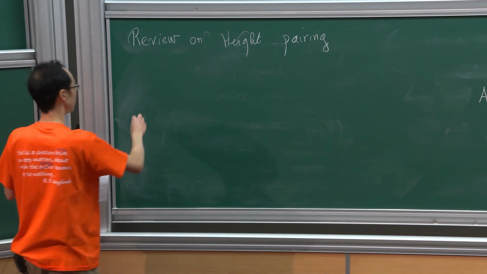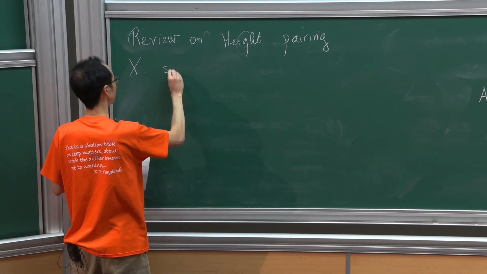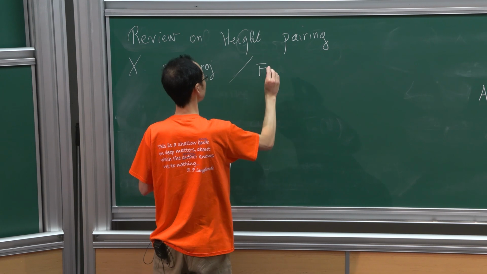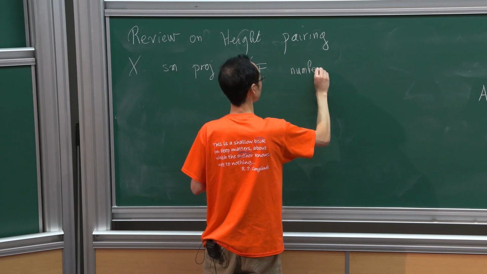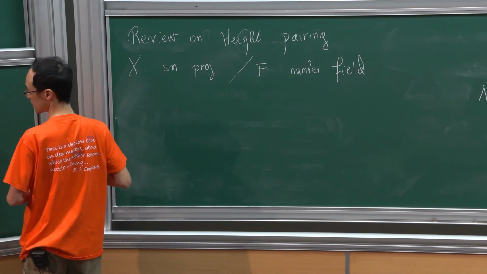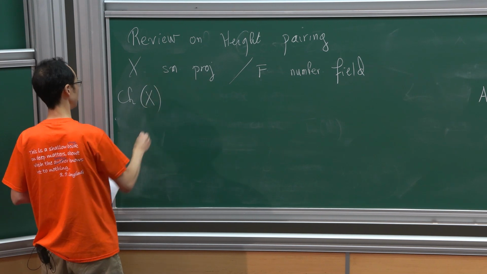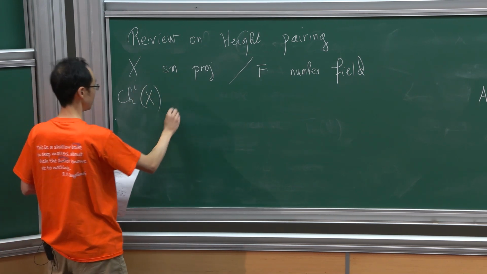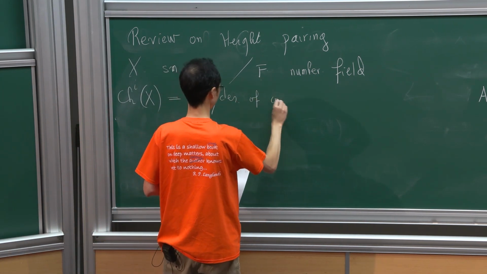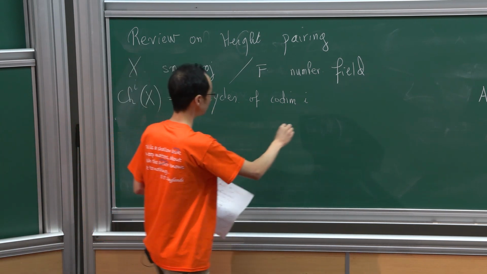So height pairing here, let's say X is, temporarily let me write X as an arbitrary smooth projective variety over a certain number field. F is a number field. Right, so let me write Chow. Maybe I can write over here. Actually, here there's a notation. The Chow group of codimension i. These are algebraic cycles of codimension i modulo rational equivalence. This is an abelian group.